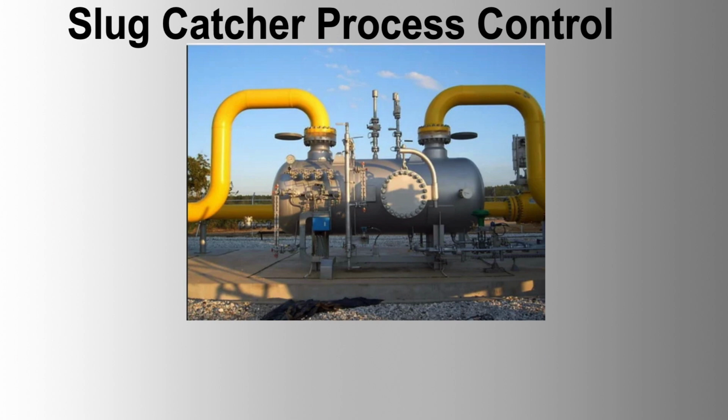Combined approach. Use feed-forward control to anticipate pressure changes and preemptively adjust gas outlet valves, while feedback control continuously monitors and maintains the gas pressure within safe limits. Implementation. Install pressure transmitters upstream and within the slug catcher.